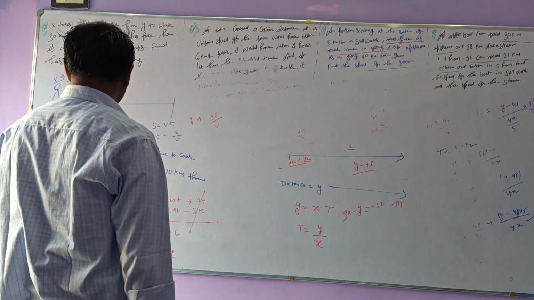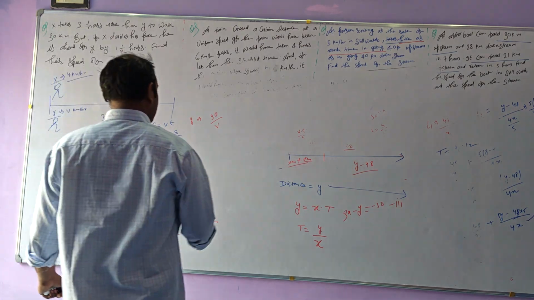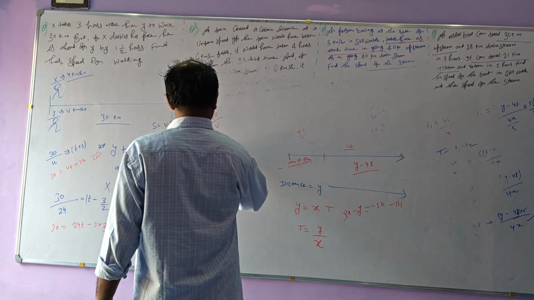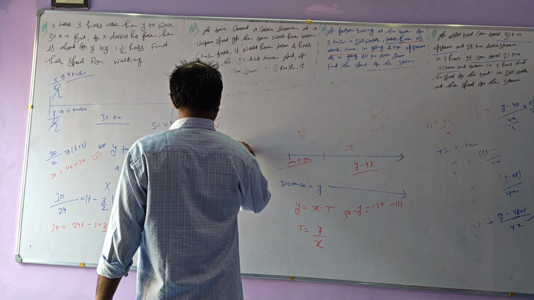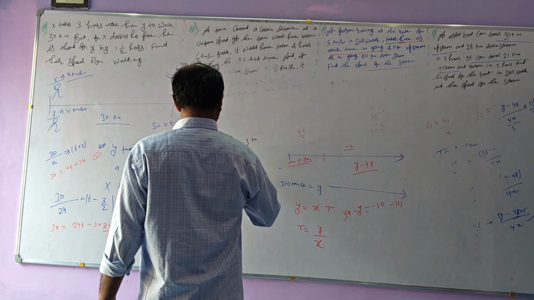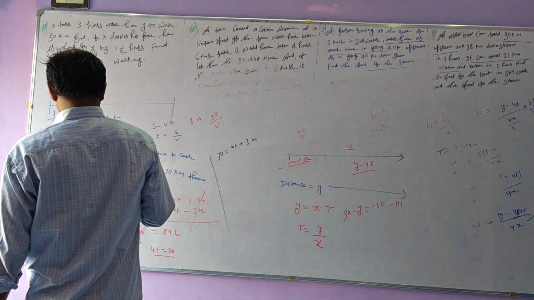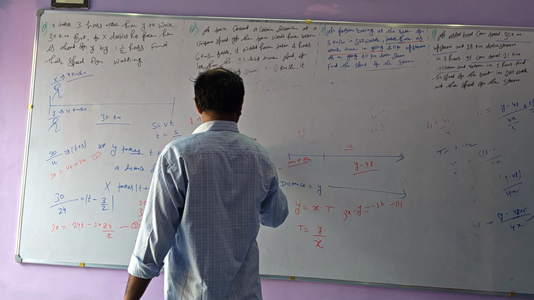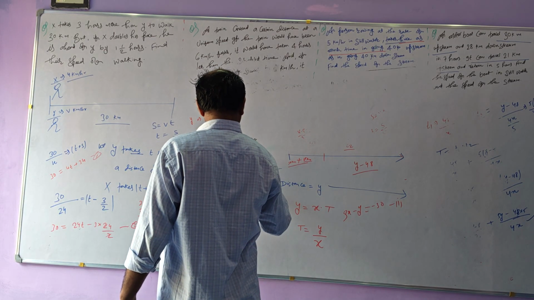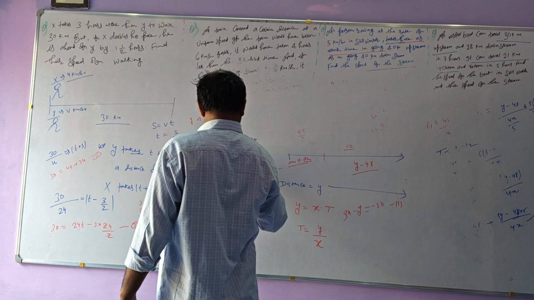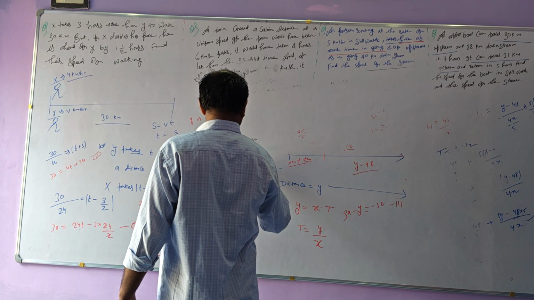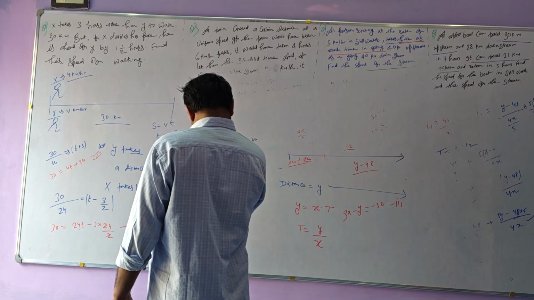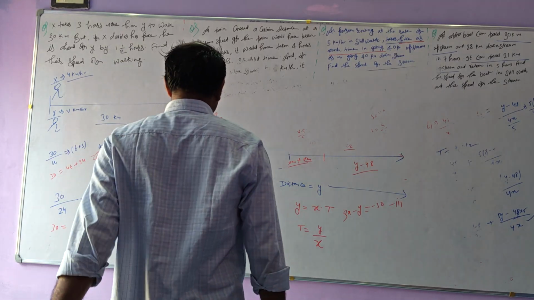When we put the value of ut in the first equation, we get 30 is equal to ut plus 3u. 30 is equal to 20 plus 3u. 10 is equal to 3u. U is equal to 10 upon 3.